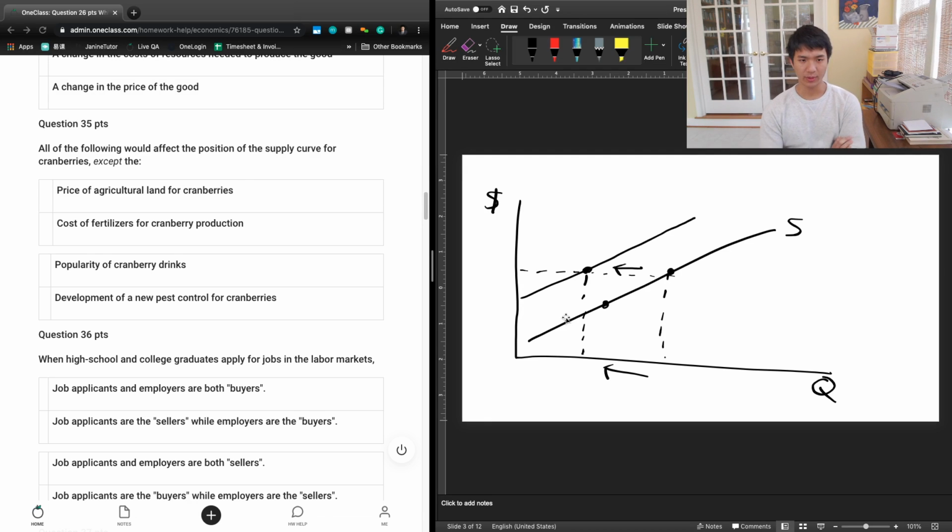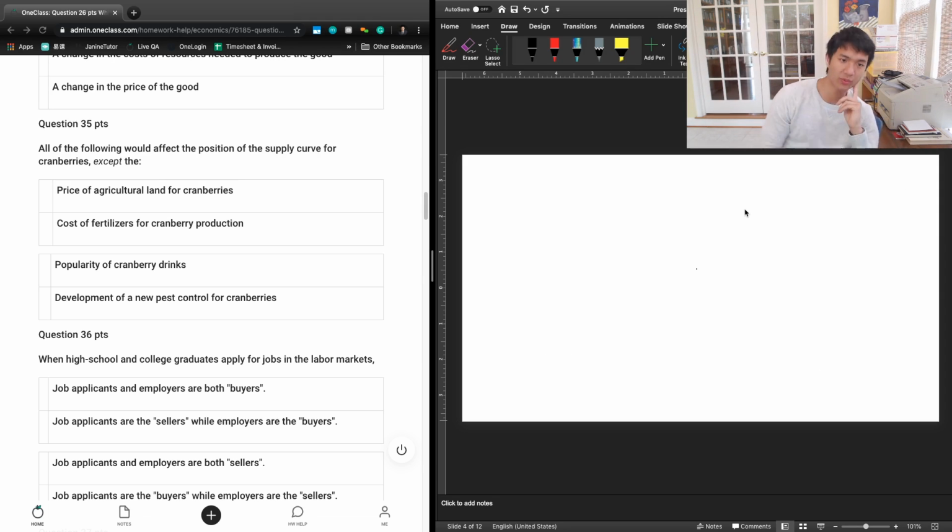All of the following would affect the position of the supply curve for cranberries except the A, price of agricultural land for cranberries, B, cost of fertilizers for cranberry production, C, popularity of cranberry drinks, and D, development of a new pest control for cranberries. And so again, we're looking for which one of the following is not a supply determinant.